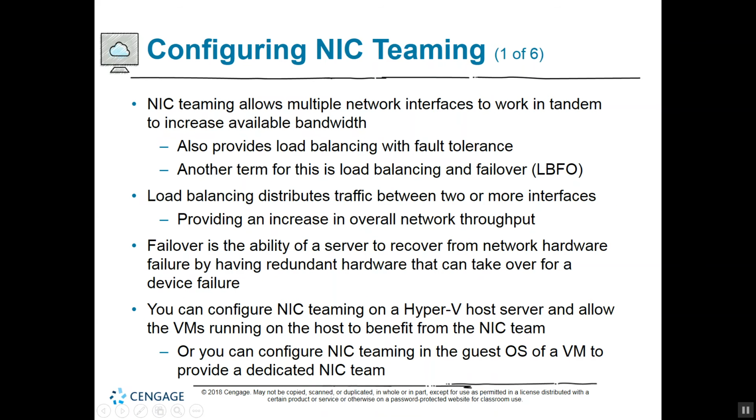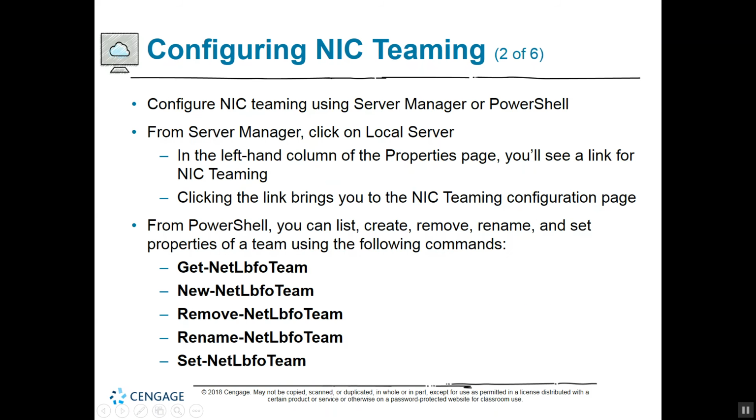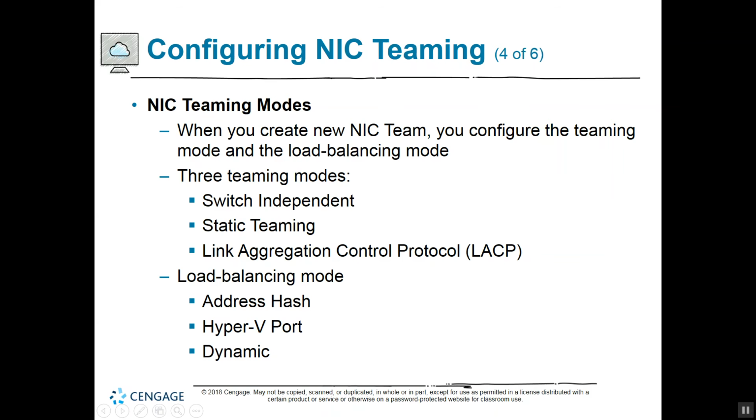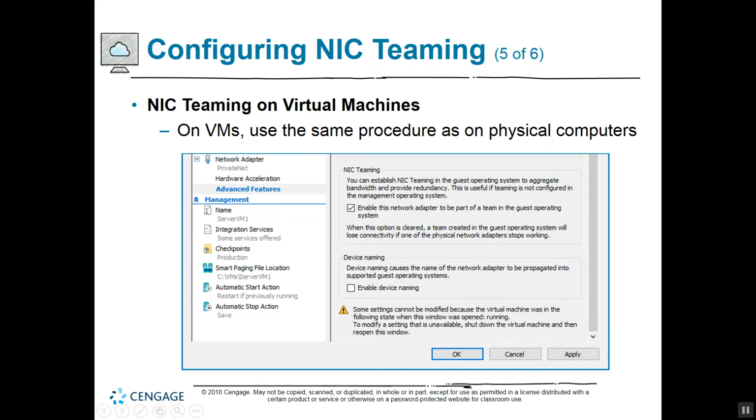Oh, let me back up. All right, we can do it in PowerShell with these cmdlets, or we've got our GUI in Desktop Experience. And then we've got different modes. We've got 3 teaming modes: switch independent, static teaming, and link aggregation control protocol. There's also load balancing mode, which we've got address hash, Hyper-V port, and dynamic. Come down and we can see enable teaming and enable device naming if we choose.